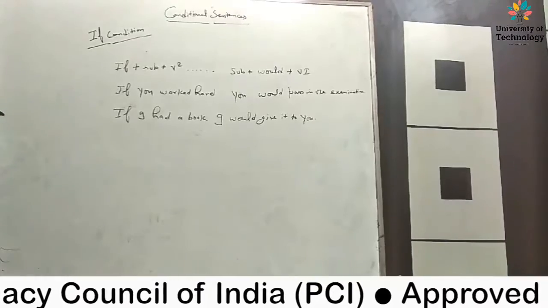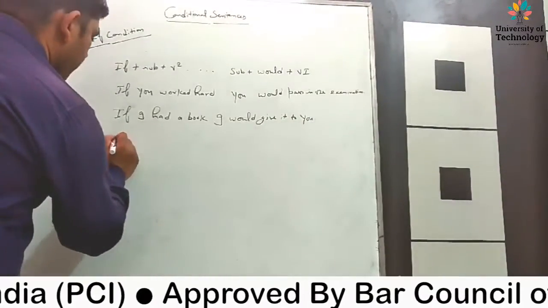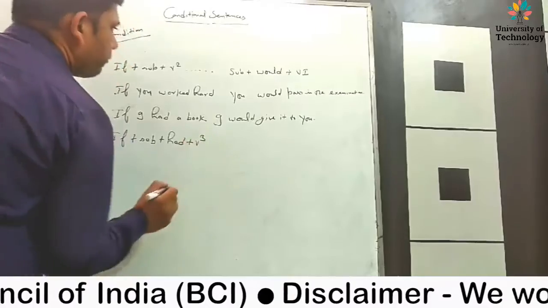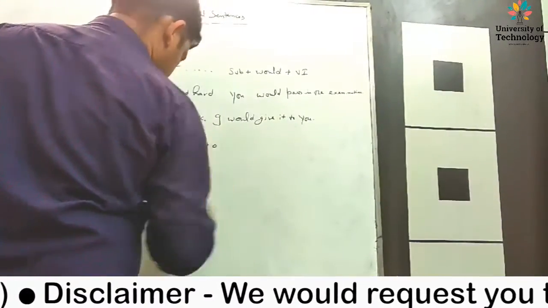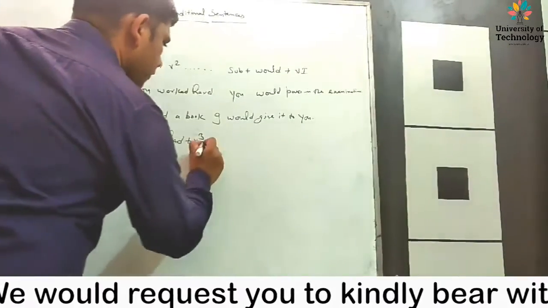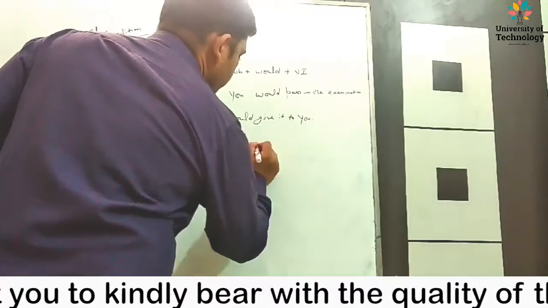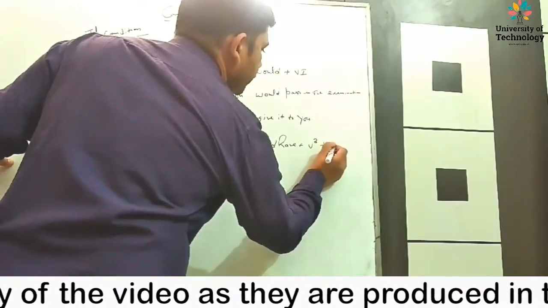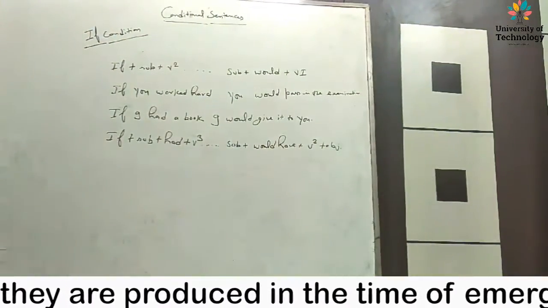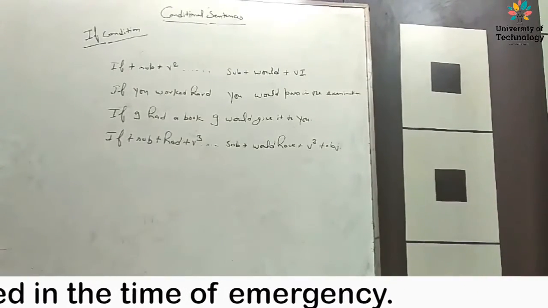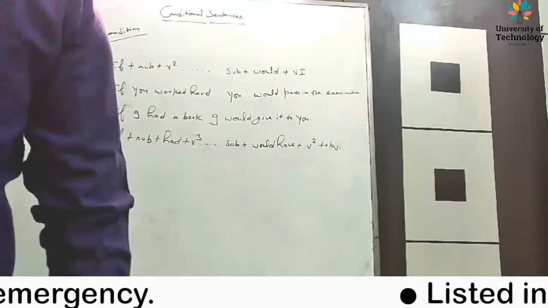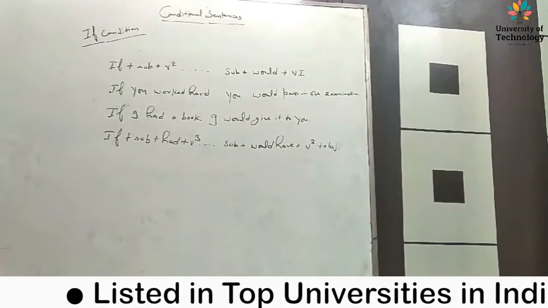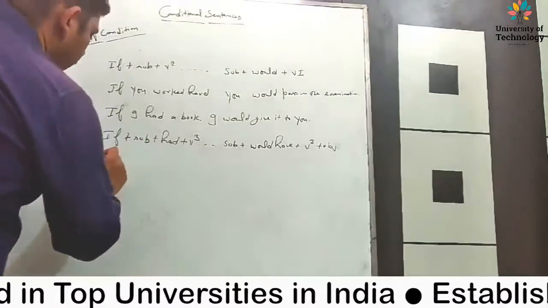So, next condition: if plus subject plus had plus verb third form, and here we can write subject plus would have plus verb third form plus object. If plus subject plus had plus verb third form, subject plus would have plus V3 plus object. यदि वो मेरे पास आता तो मैं उसकी सहायता करता.